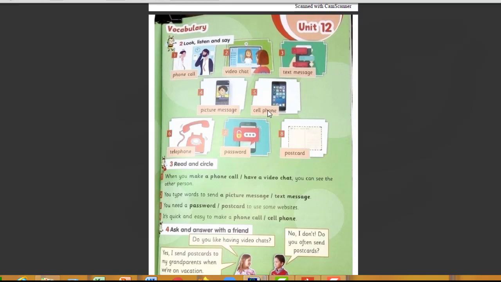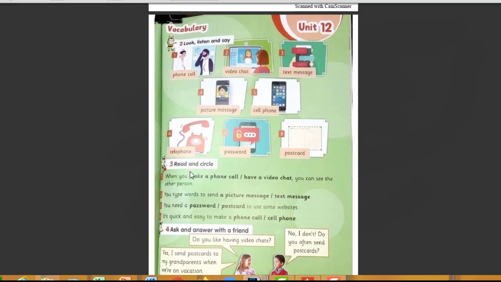Number 5, cell phone. This is a cell phone. 6, telephone, and this is the telephone. Okay. Password. A password is when you open your mobile, before you open it, you write some letters or some numbers so that no one can open your mobile or your laptop. Postcard, it's an envelope. This is a postcard.